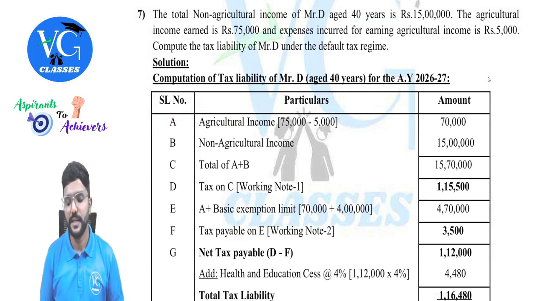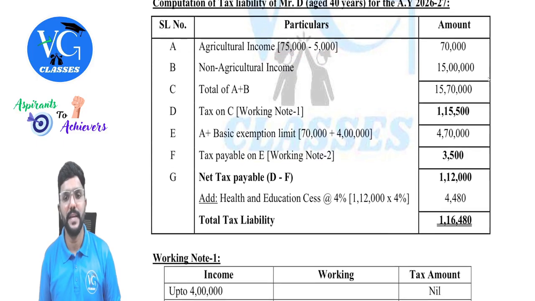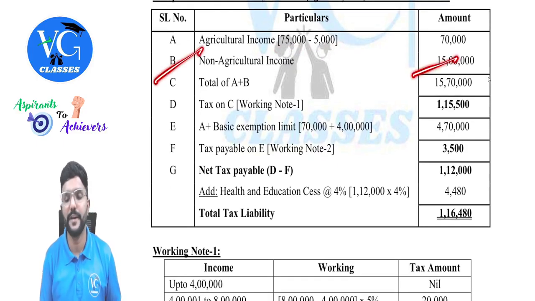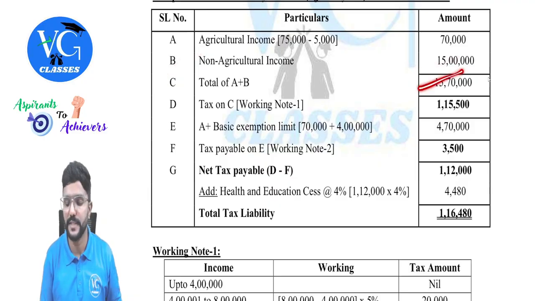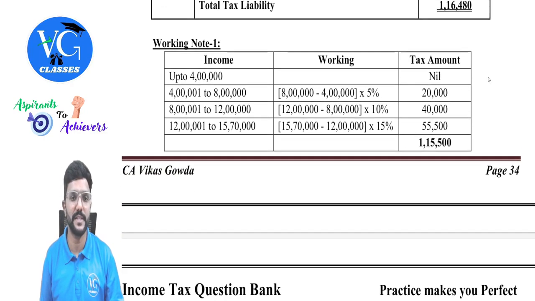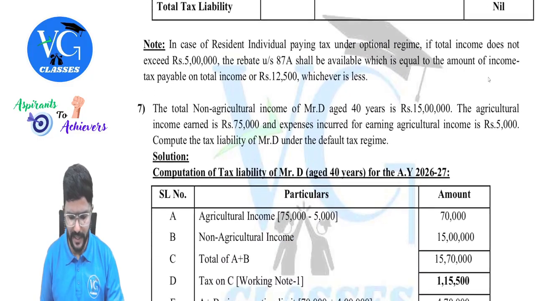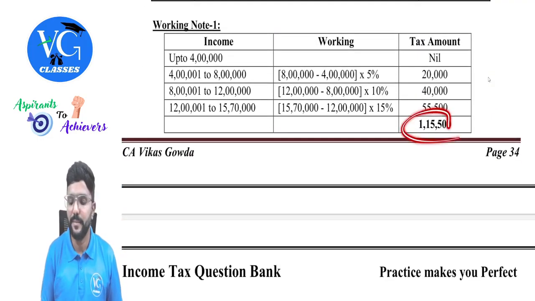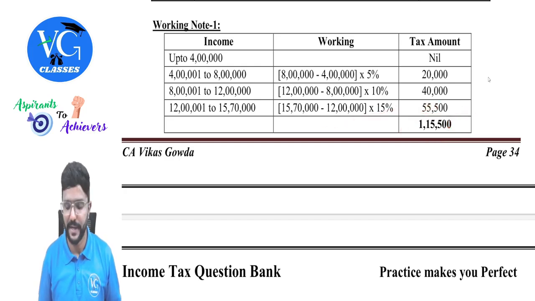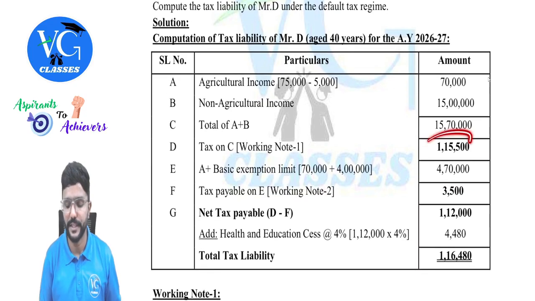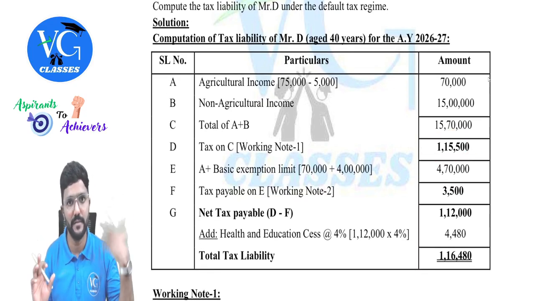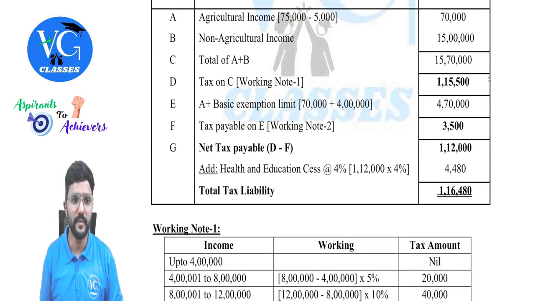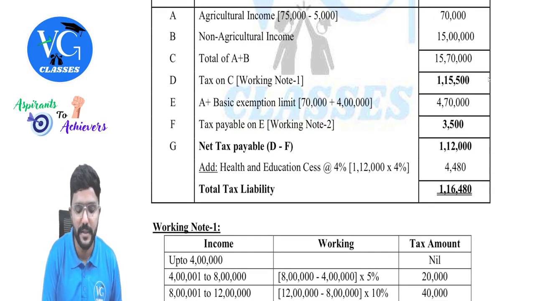First, take agricultural income, which is 75,000 minus expenses 5,000, that is 70,000. Non-agricultural income, we will get 15 lakh. Then total of both, 15.70 lakh. Calculate tax on 15.70 lakh under the default scheme. Which scheme are they following? Default scheme. So the tax liability comes to 1,15,500, guys. Take it to the main calculation. Don't add cess here, we will take care of cess later. Okay, first step done. Second step.